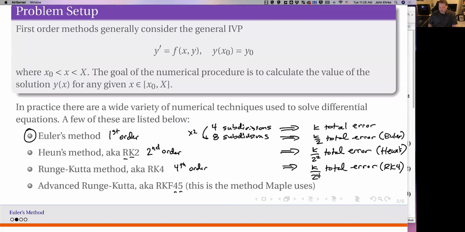And then with RKF45, you get somewhere between a 16th and a 32nd of the error just by doubling the number of subdivisions. Essentially, the order tells you how quickly this thing can converge to the correct answer. How many subdivisions do you need to get good accuracy? So the higher the order of the method, the fewer subdivisions you need to create good accuracy, the fewer points you actually need to approximate along the way.